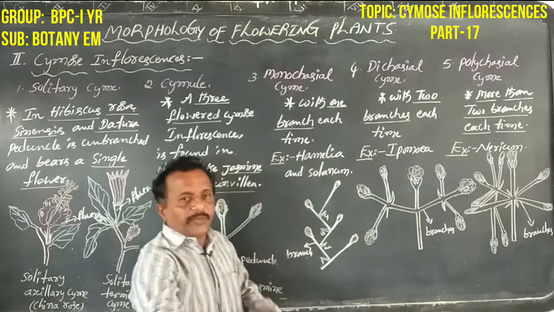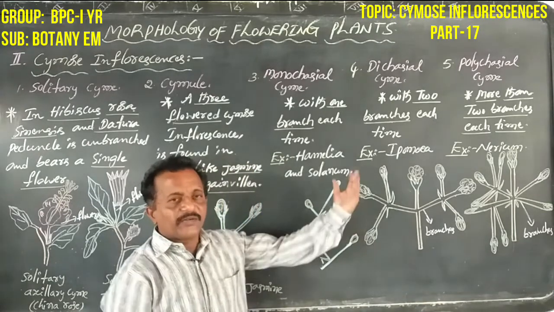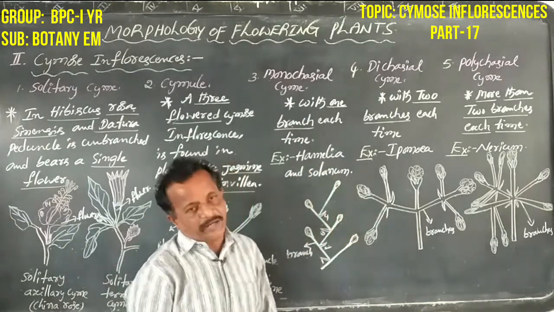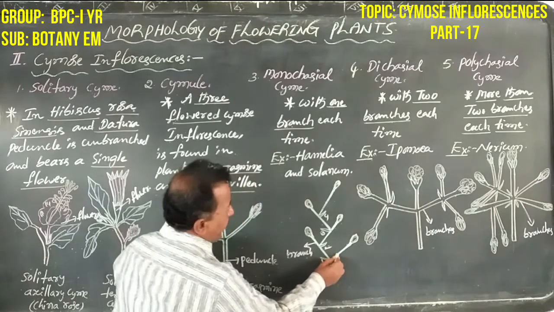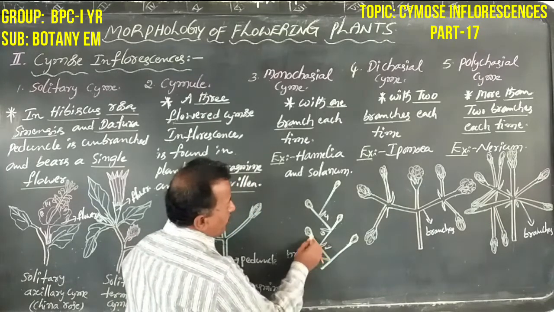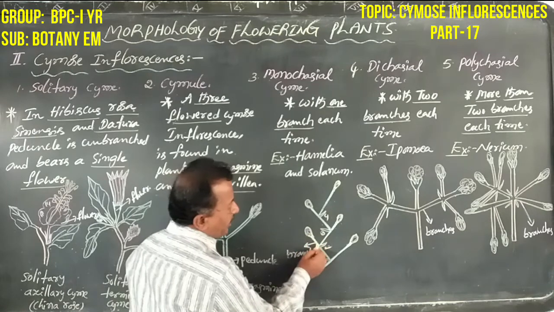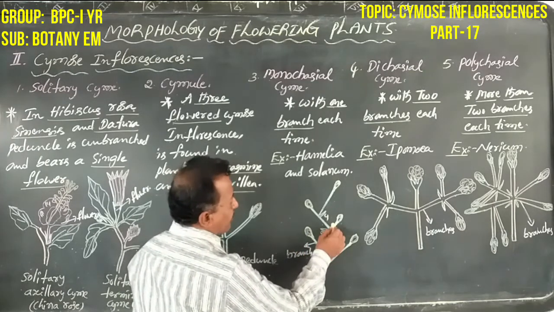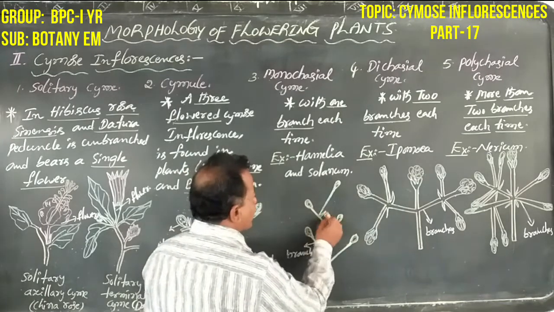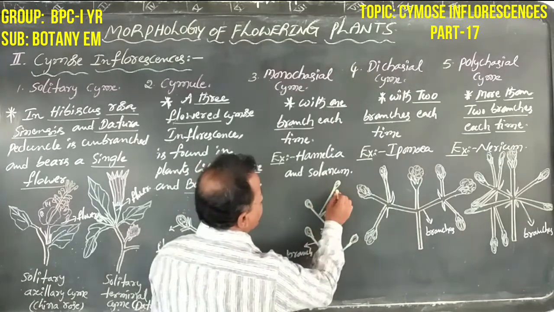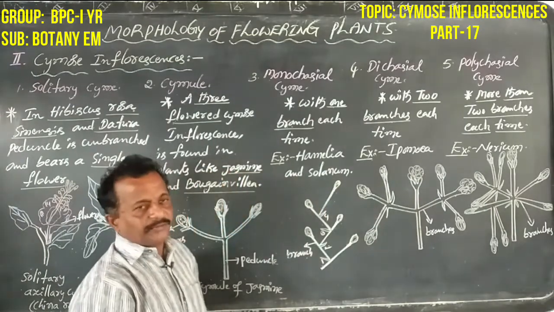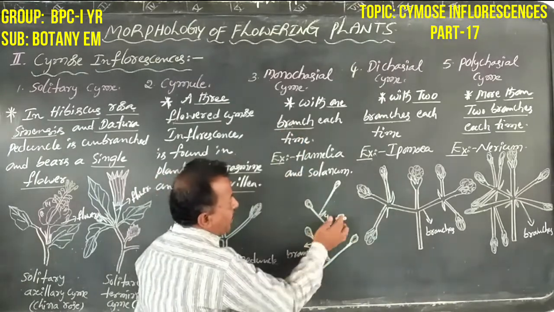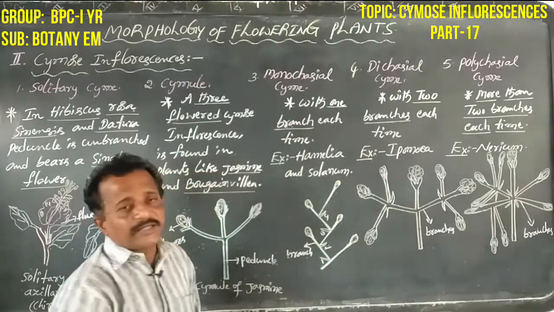The first peduncle is here on the right. The second one is on the left, the third on the right and the fourth on the left. So this is a zigzag manner. This peduncle produces a single branch each time, and after some time that single branch again produces only a single branch. So each time only one branch is produced, that is monochasial cyme.